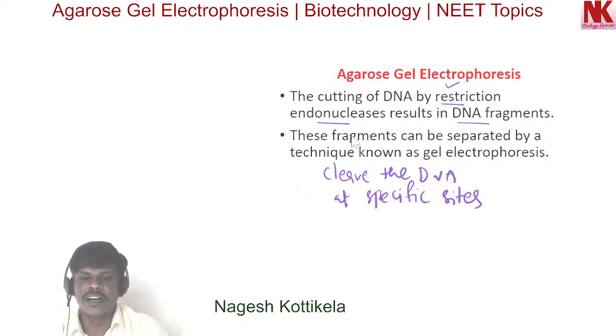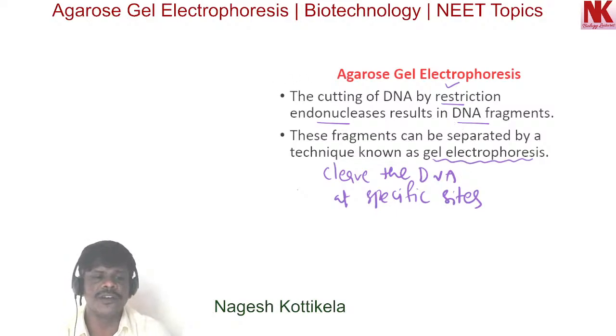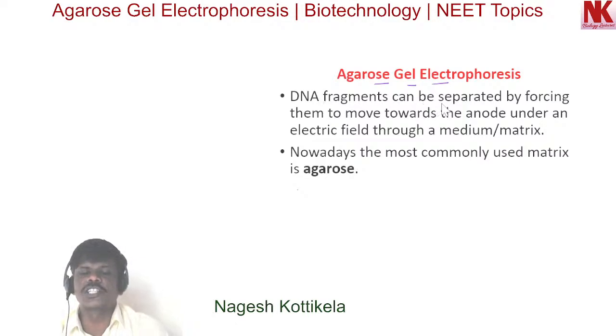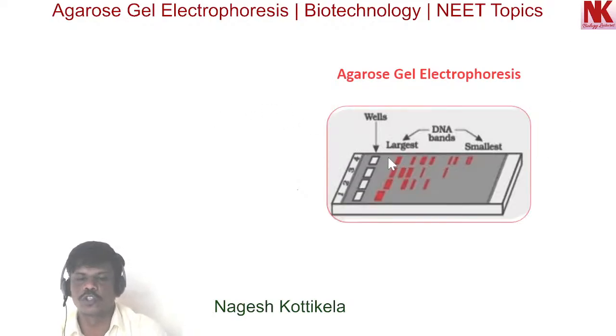Okay? Here, these DNA fragments can be separated by a technique known as gel electrophoresis. So, this technique can separate the DNA fragments. Now, the DNA fragments can be separated by forcing them to move towards the anode under an electric field through a medium or matrix. Okay? So here if you see, they are forced to move towards the anode. So this is the direction of movement of DNA fragments.